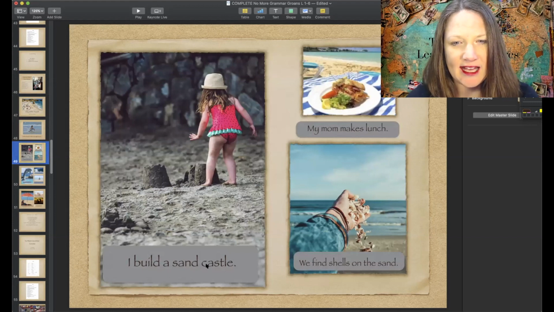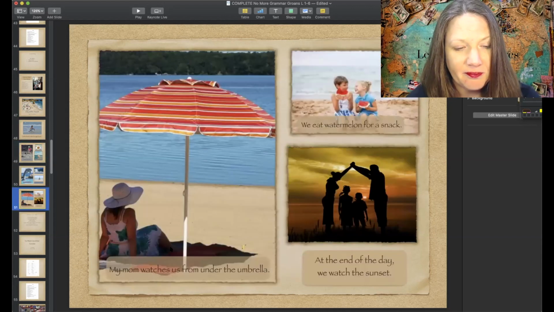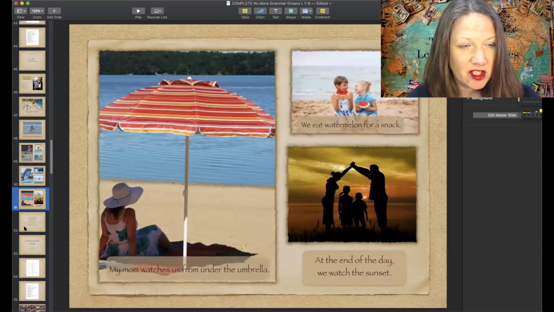I build a sandcastle. My mom makes a lunch. We find shells on the sand. I just kept it very simple. I really didn't even add a lot of prepositional phrases because I just wanted it to be very simple since it was a little children's book. And I wanted you to have 10 different sentences with pictures.